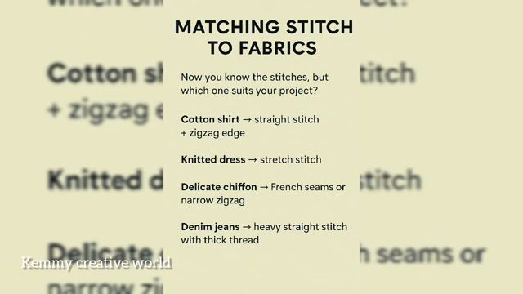Now you know the stitches, but which one suits your project? For cotton shirts, use straight stitch with a zigzag edge. For a knitted dress, you need a stretch stitch. For delicate chiffon, you need French seams or a narrow zigzag. For denim jeans, you need a heavy straight stitch with thick thread.